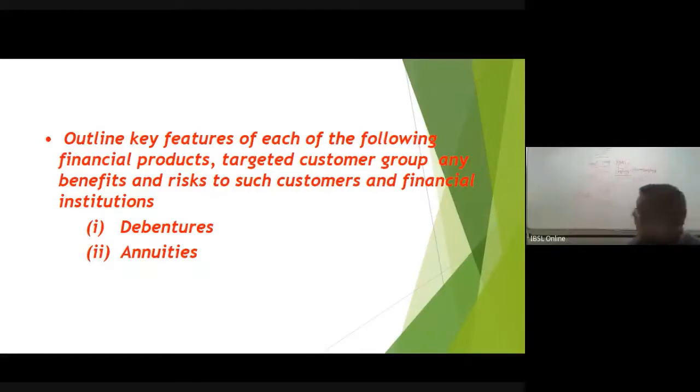Okay, now let's look at the debenture. What's the feature? What are the characteristics of a debenture? Now we have learned debenture. I just try to get something into your mindset. What is a debenture? A debenture is a what instrument? It is a debt instrument. Remember, it is a debt instrument.